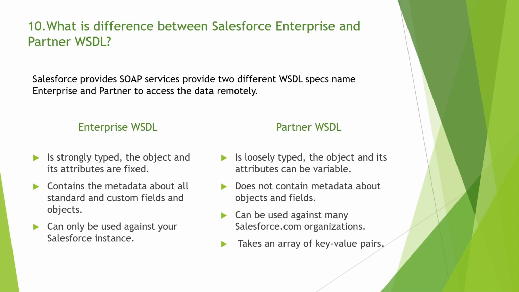What is the difference between Salesforce Enterprise and Partner WSDL? Salesforce SOAP services provide two different WSDL specifications, namely Enterprise and Partner, to access the data remotely. Enterprise WSDL is strongly typed, the object and its attributes are fixed. Contains the metadata about all standard and custom fields and objects. Can only be used against your Salesforce instance.